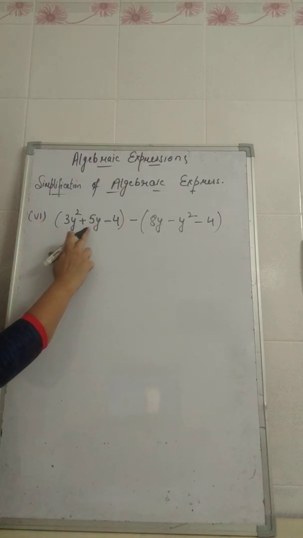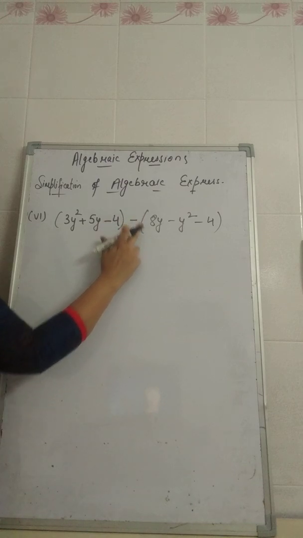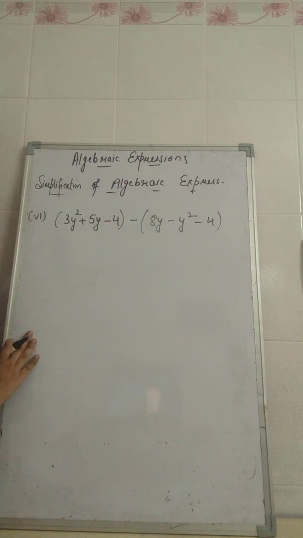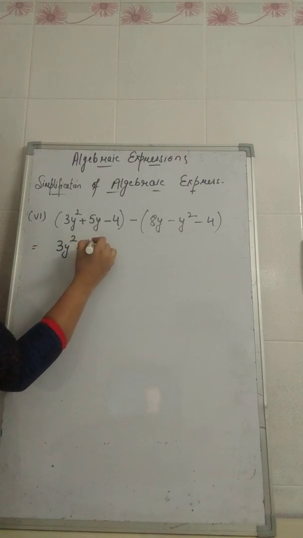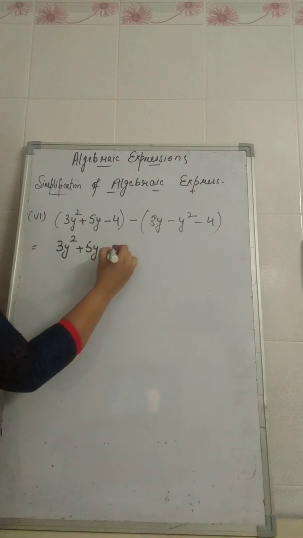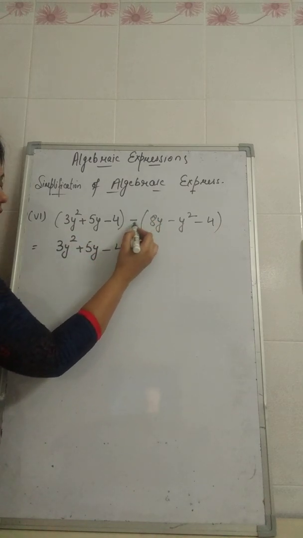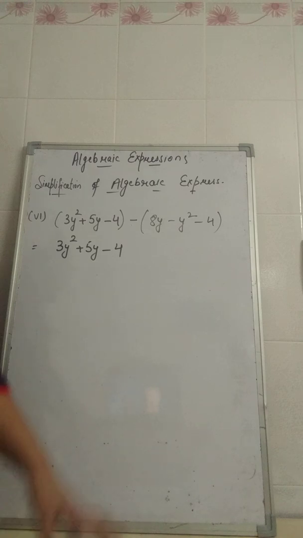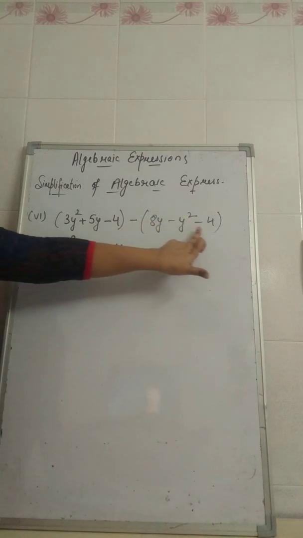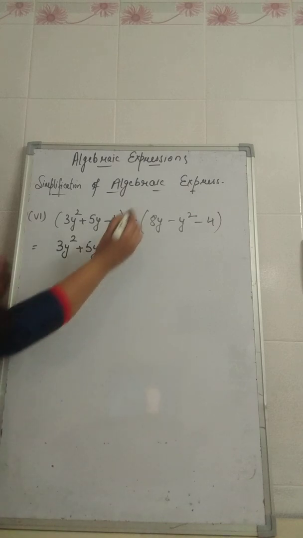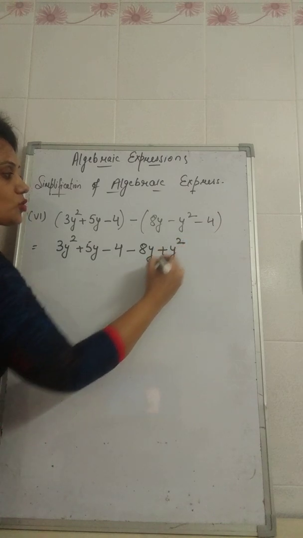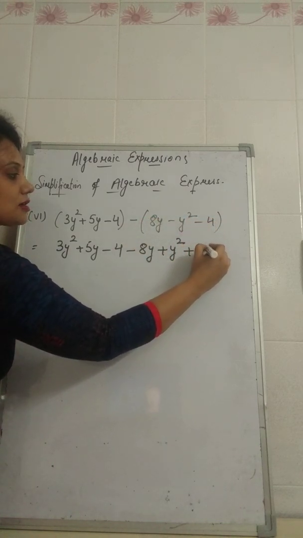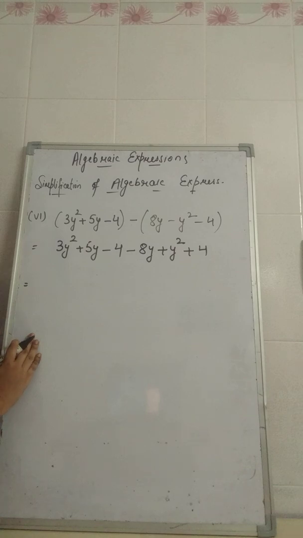See the next question: 3y square plus 5y minus 4, minus bracket 8y minus y square minus 4. Again, we will open the bracket first of all. 3y square plus 5y minus 4. Then the minus is outside the bracket, which means all the signs of the terms inside the bracket will get changed. So it will be minus 8y, minus into minus plus y square, minus into minus plus 4. Right?